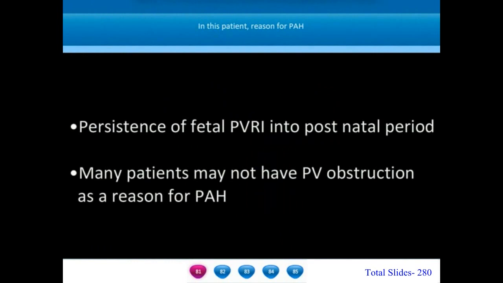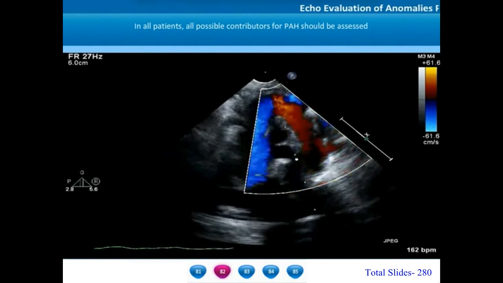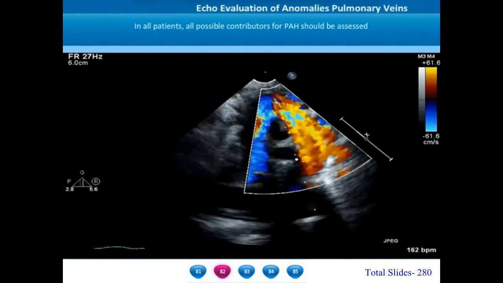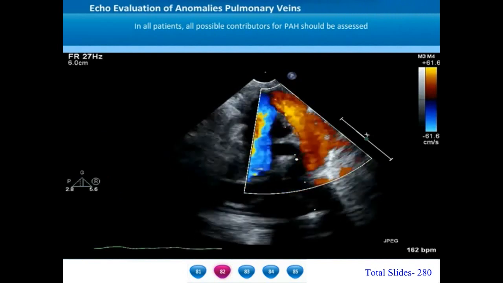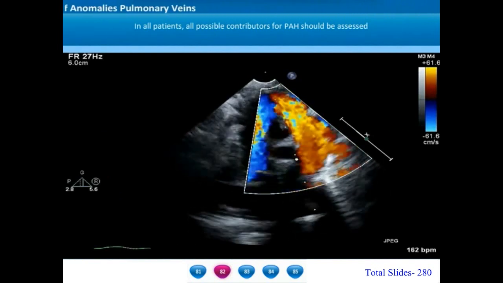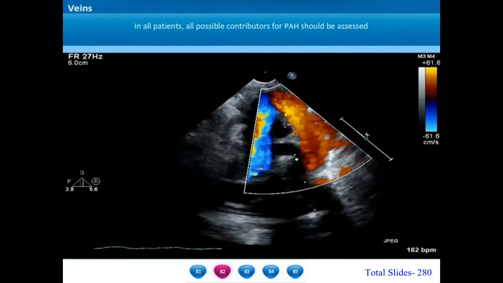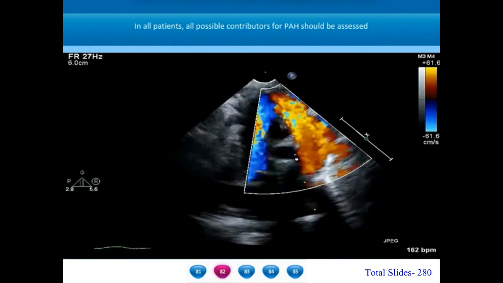The reason for severe pulmonary arterial hypertension in this baby is due to persistence of high fetal pulmonary vascular resistance into the postnatal period. Many patients with supracardiac TAPVC who have pulmonary arterial hypertension may not have any pulmonary venous obstruction at all, and this will be the persistence of the pulmonary hypertension seen in fetal life going on to the postnatal period. In all these patients, we should try to look at all the possible contributors of pulmonary hypertension before deciding that it is persistence of the fetal pulmonary vascular resistance.